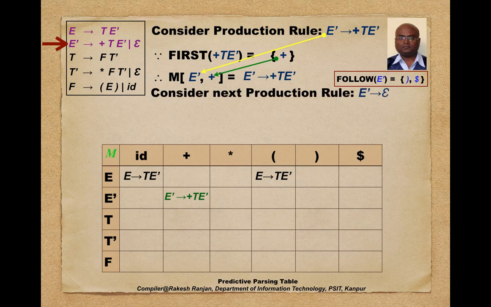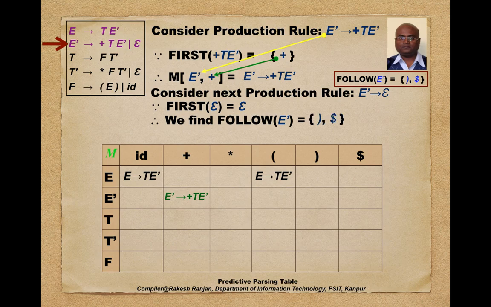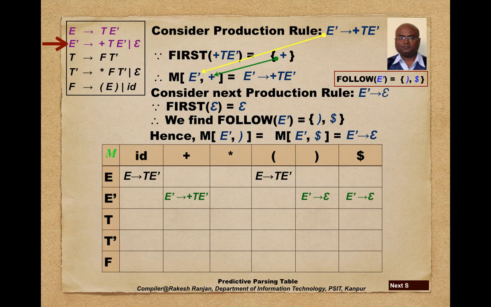The next production rule is E dash arrow epsilon, and first of epsilon is epsilon, so we need to find the follow of E dash. The follow of E dash is already found, and it is parenthesis close and dollar. So at E dash parenthesis close and E dash dollar, E dash arrow epsilon is placed. So at this location these two production rules are placed.